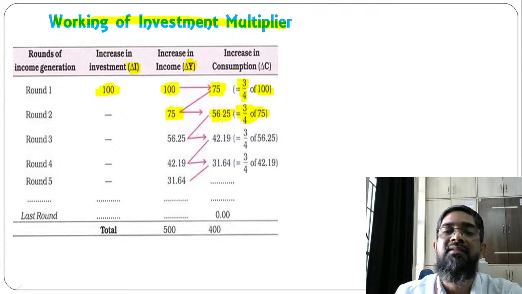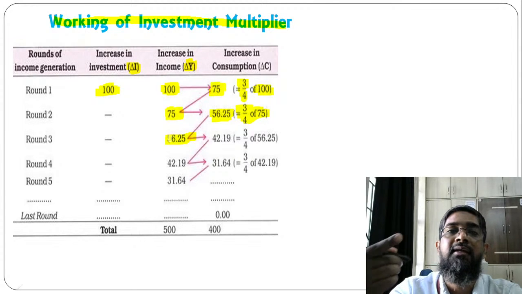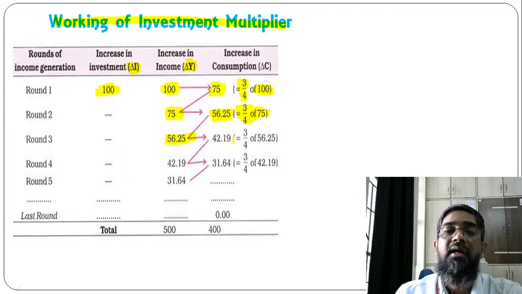This much will be the consumption, remaining out of the 75 will be saved. So this 56.25, again there will be increase in income, and out for the third person whom the workers and raw material owners have paid. So further you take 0.75 of this 56.25, so you will consume this much, 42.19. So 42.19, again there will be increase in income.